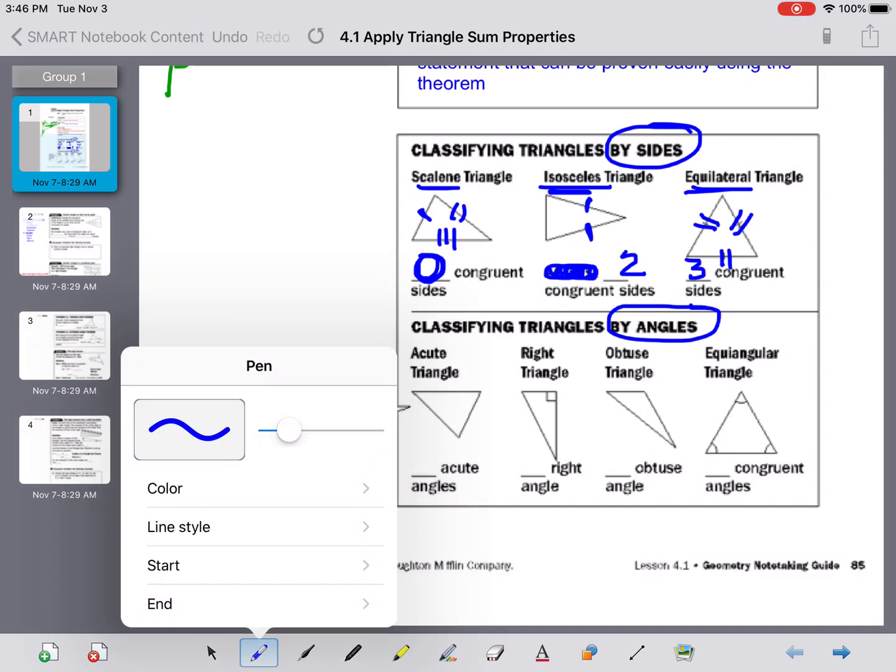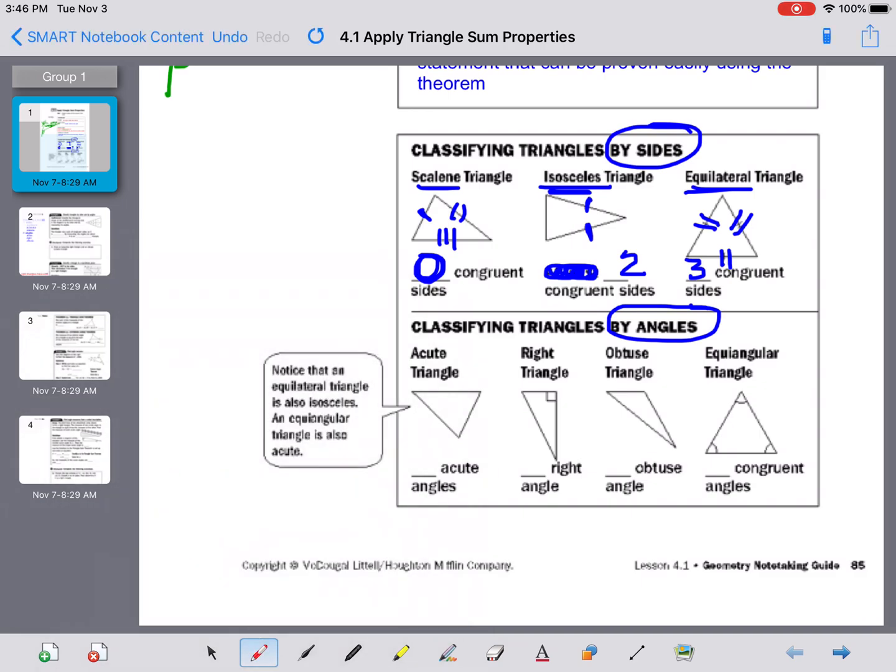Now when we classify by angles, I have basically 3 choices again. I can do a 4th one as well. I have acute triangles. There are 3 acute angles, so all of my angles here are less than 90 degrees. And again, this is something you are allowed to visualize. As long as nothing looks like a right angle or bigger than a right angle, you can assume they're acute.